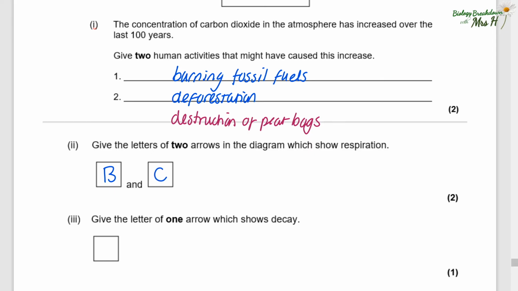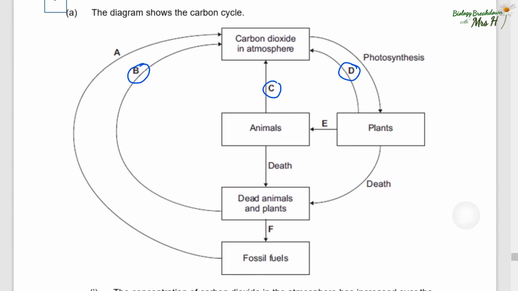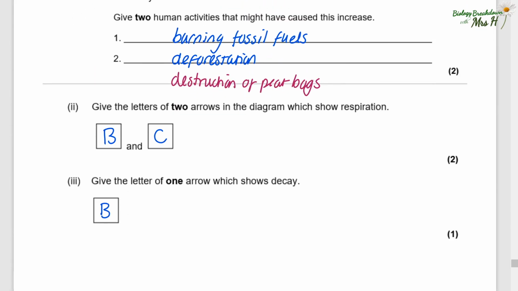Give the letter of one arrow which shows decay. I already mentioned the dead animals and plants being broken down and decayed by microorganisms. So that is going to be B.